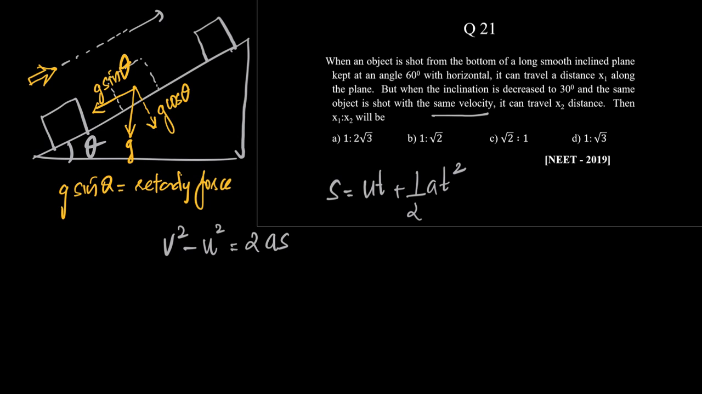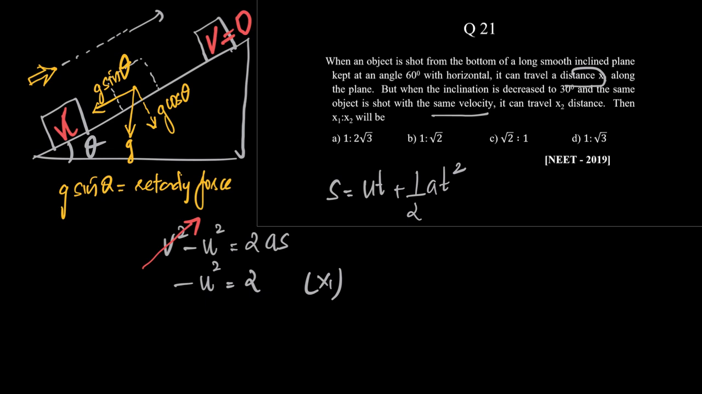What we can do here is, see, eventually what will happen is when the object is shot with the velocity, say u, and when it comes to the final velocity, it is v. But this velocity is equal to 0, as the block will come to rest after some time, which means the final velocity component here is 0. So we have minus u square is equal to 2 into a into s. The first distance is x1. So we have minus u square is equal to 2 into a into x1.